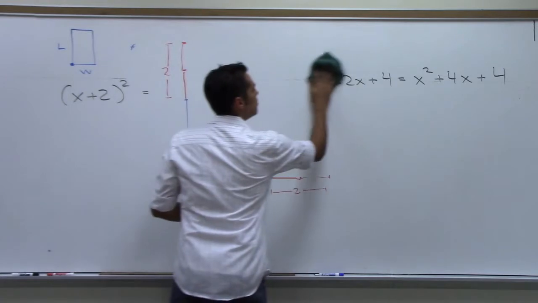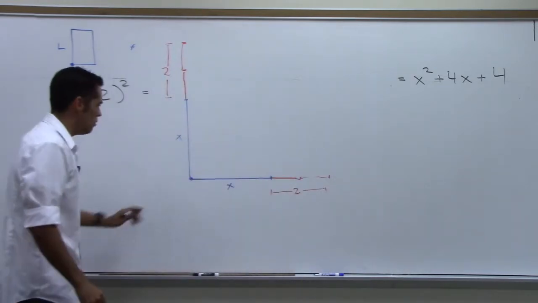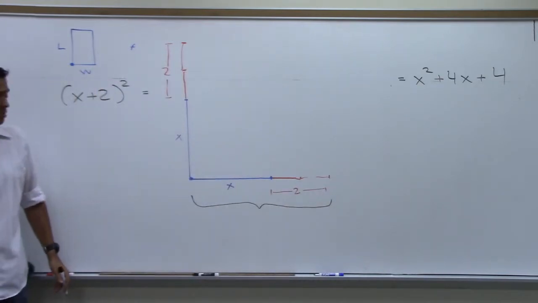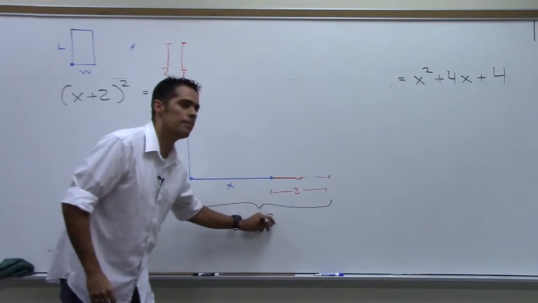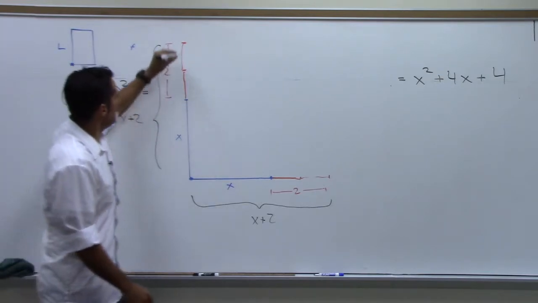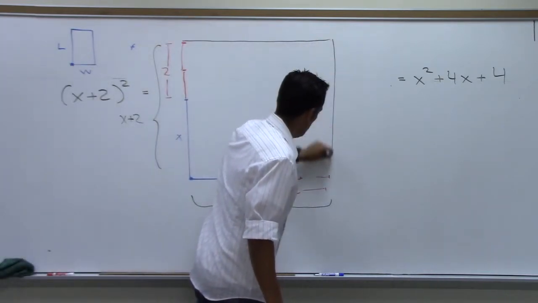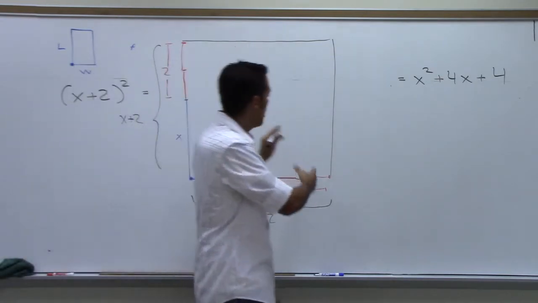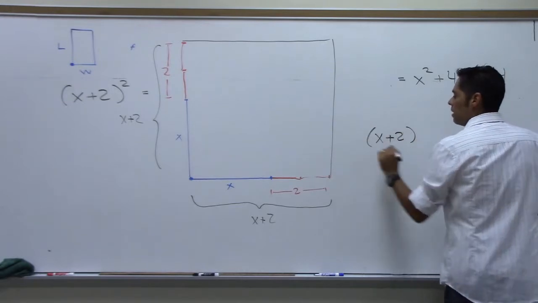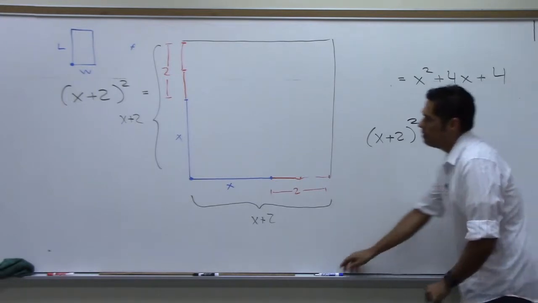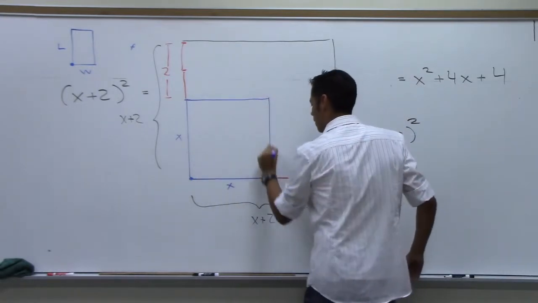Now what I'd like to do is I'd like to ask you what the entire length of this side is from here to here. How long is that? What is it? X plus 2. Got it? How long is this side from here to here? X plus 2 also. So what is now the area of that entire square? X plus 2 times X plus 2. Do you all agree with that? The area of this entire square is X plus 2 times itself. Yes? That's the area. Now, I'm going to break it up into smaller pieces.